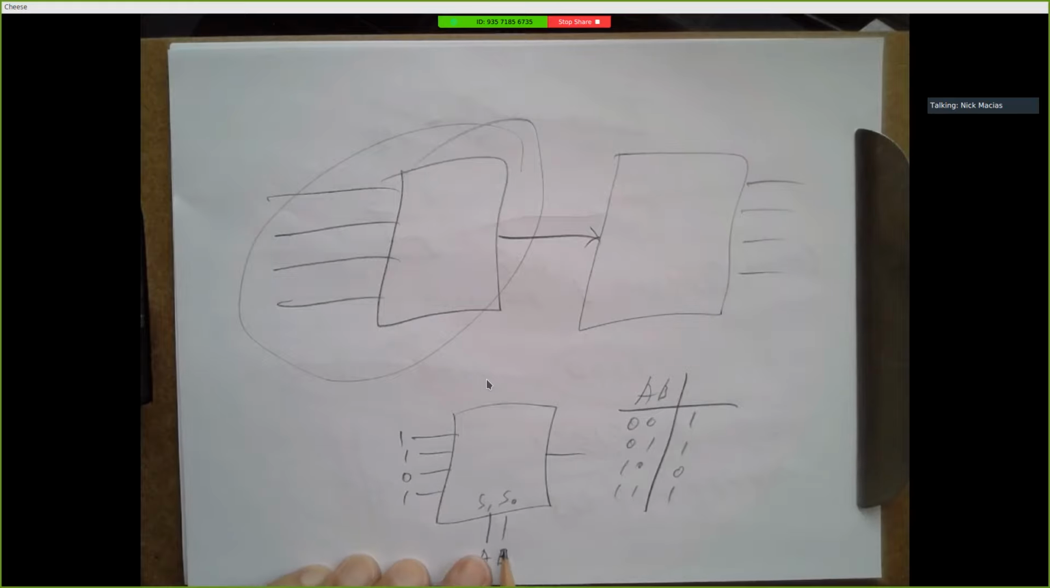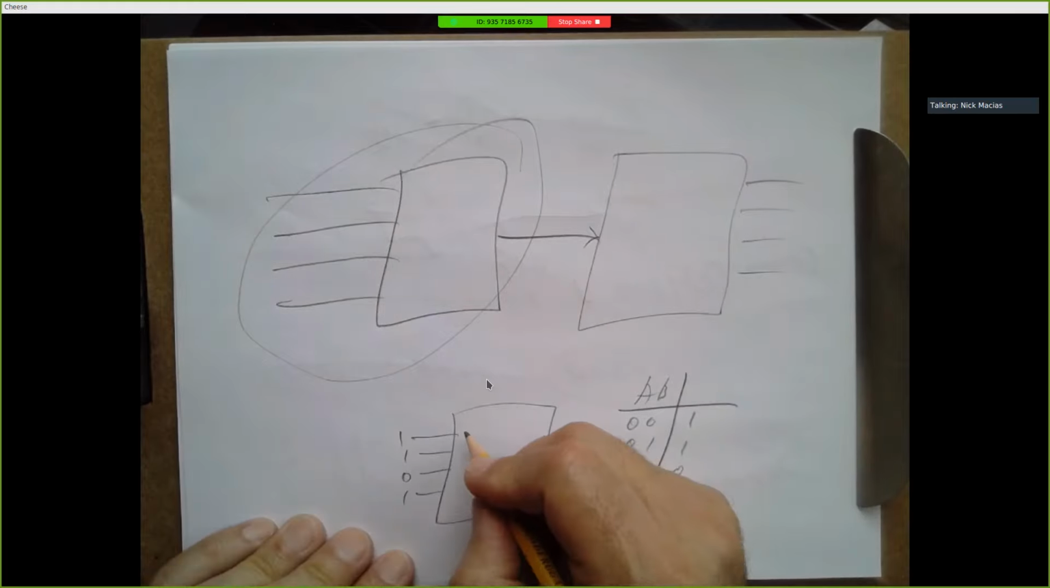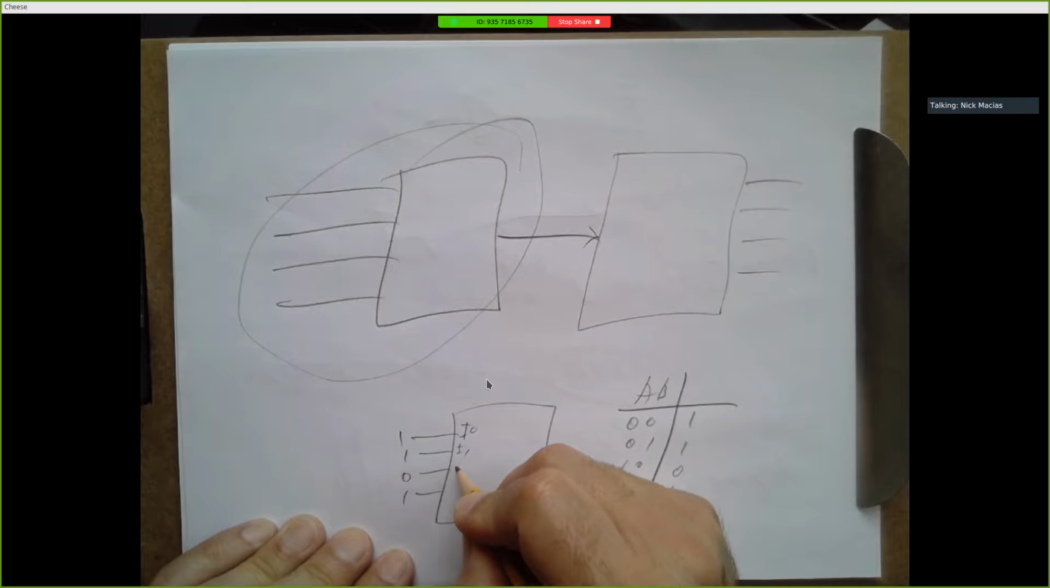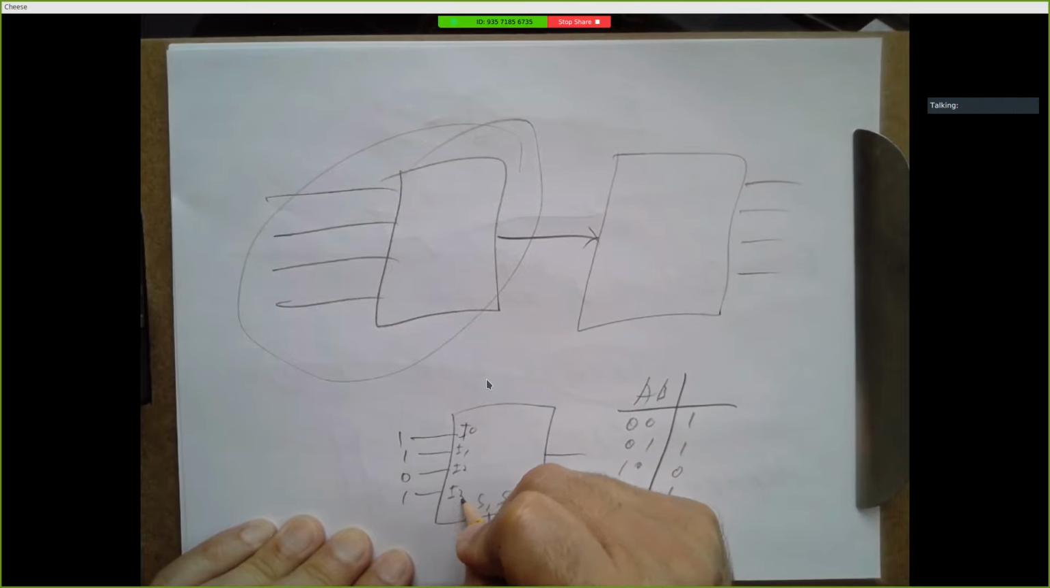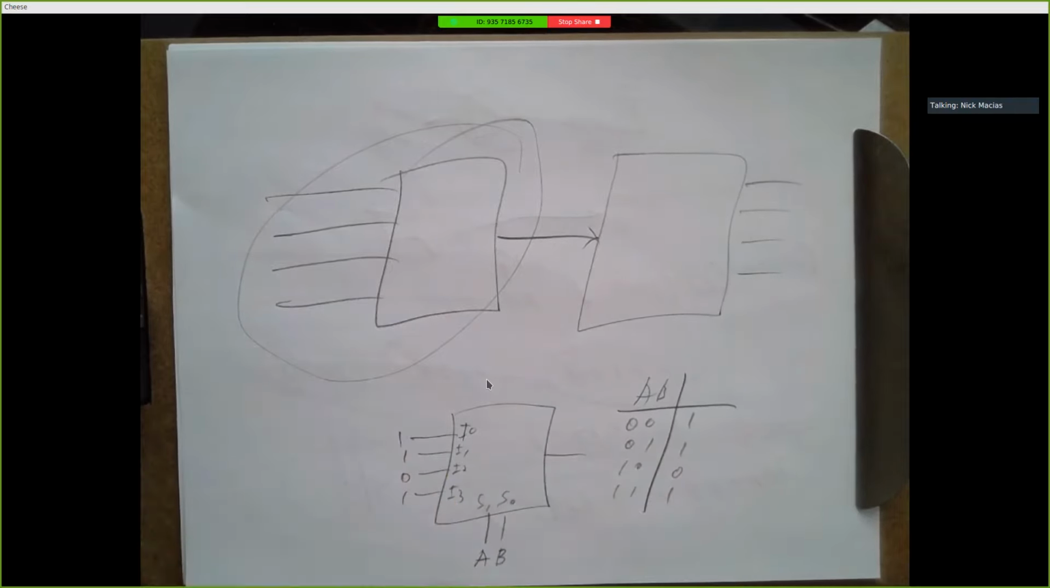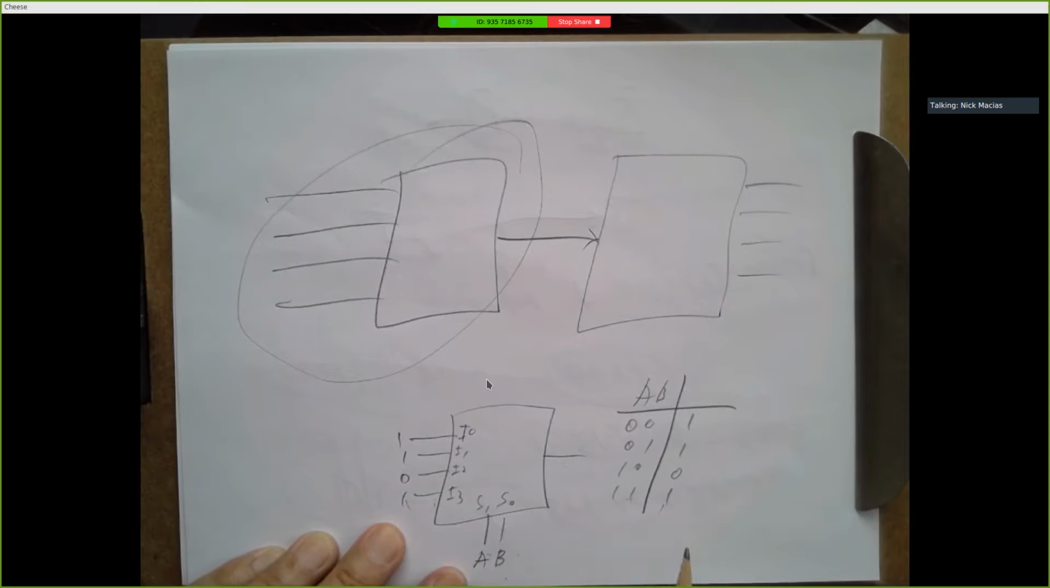Right? Because if A and B are both 1, and I haven't labeled these, but the usual way, this is input 0, 1, 2, 3. If A and B are both 1, what does this circuit do? It takes input 3 and sends it to the output. Well, since input 3 is hardwired to a 1, if A and B are both 1, the output will be a 1.